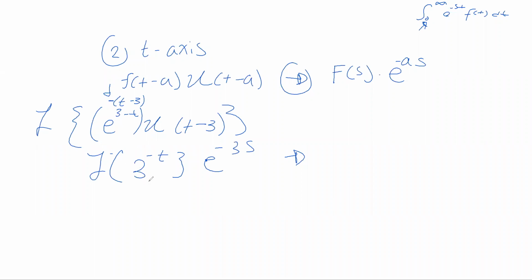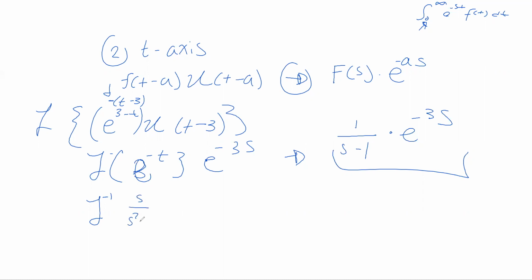So then I just need to find the Laplace of 3e to the negative t. And when I go ahead and do that, I have 1 over s minus 1 times e to the negative 3s. Now we get a good idea of what we're looking for when I need to put things back into this form when I do the inverse Laplace. So let's consider the inverse Laplace of s over s squared plus 9 times e to the negative pi s over 2.